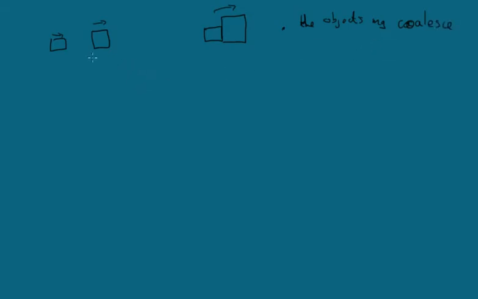This means they collide and they move off as a single object. Objects can be thought to have merged into a single object, and in this case, if this has mass m1 and this has mass m2, the mass of this object is going to be the two masses added together.